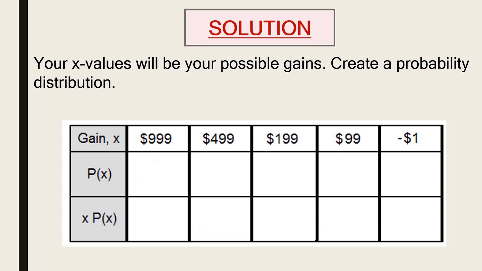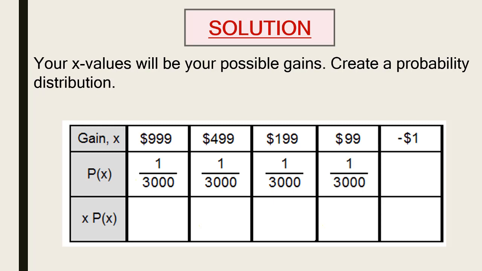The probability that I have a winning ticket to win the grand prize, there's only going to be one of those out of the 3,000 tickets. And same for the $499. 1 out of 3,000. And for the $199, 1 out of 3,000. And for the $99, 1 out of 3,000. Look at those. That's 1, 2, 3, 4 winning tickets. So all the rest of the tickets are losers. So 4 winners out of 3,000 leaves 2,996 losing tickets. So that's the probability that we have a losing ticket, 2996 over 3,000.